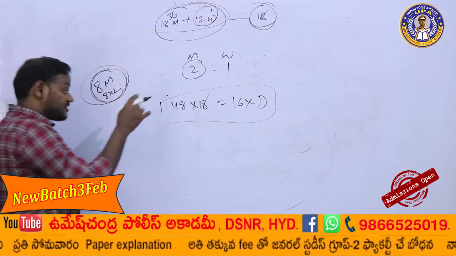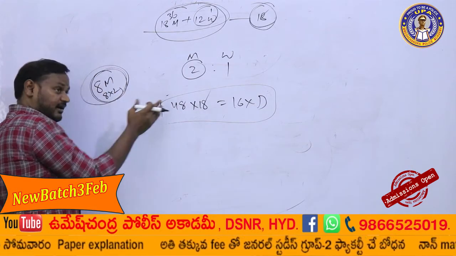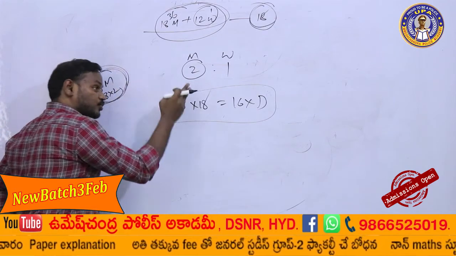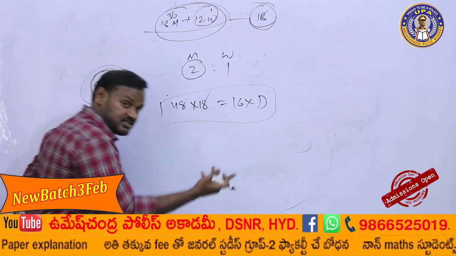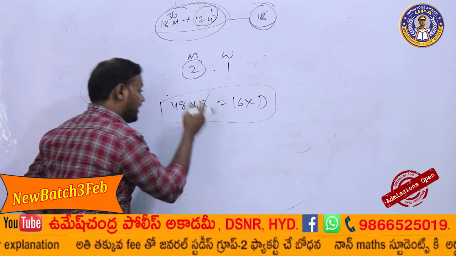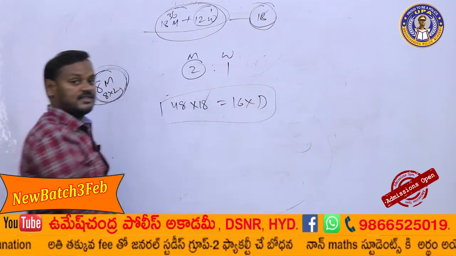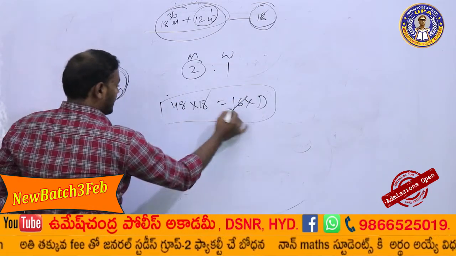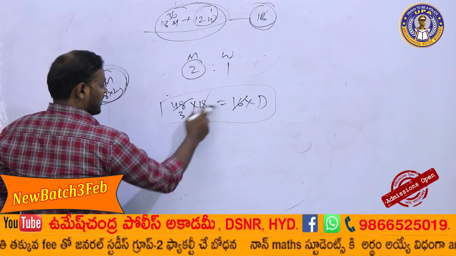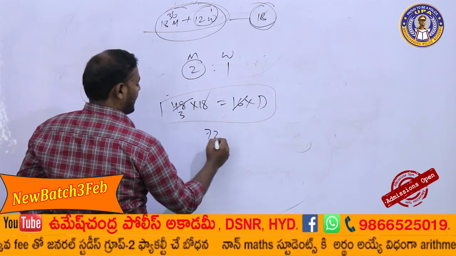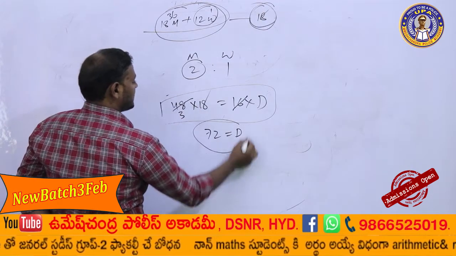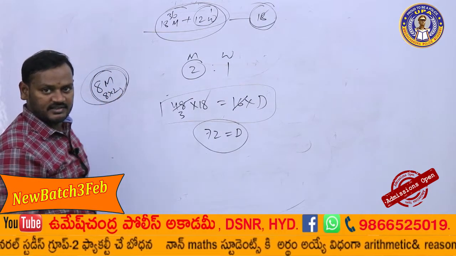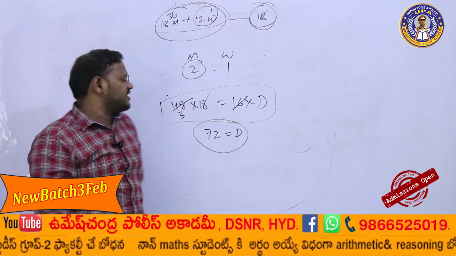The same work should be done by 8 men. Every man has 2 parts, so 8 men give 16 parts. With 48 capacity, 18 days. With 16 capacity, how many days? That will be our answer. 16 ones are 16, 16 threes are 48, so 3 times 18 is 54... the answer will be 72 days. This is our answer. Is it clear? Is there any doubt? So this is the easiest way we have.